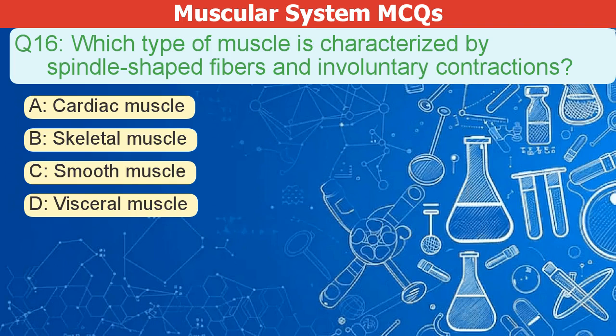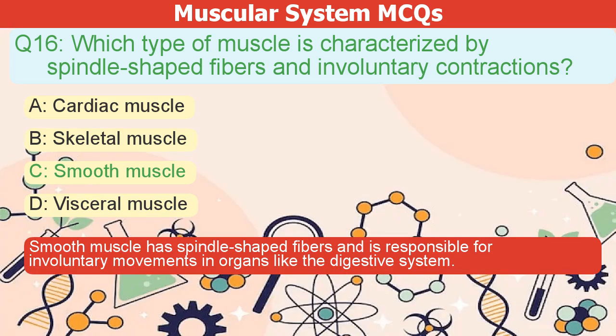Which type of muscle is characterized by spindle-shaped fibers and involuntary contractions? A. Cardiac muscle. B. Skeletal muscle. C. Smooth muscle. D. Visceral muscle. The correct answer is C. Smooth muscle has spindle-shaped fibers and is responsible for involuntary movements in organs like the digestive system.